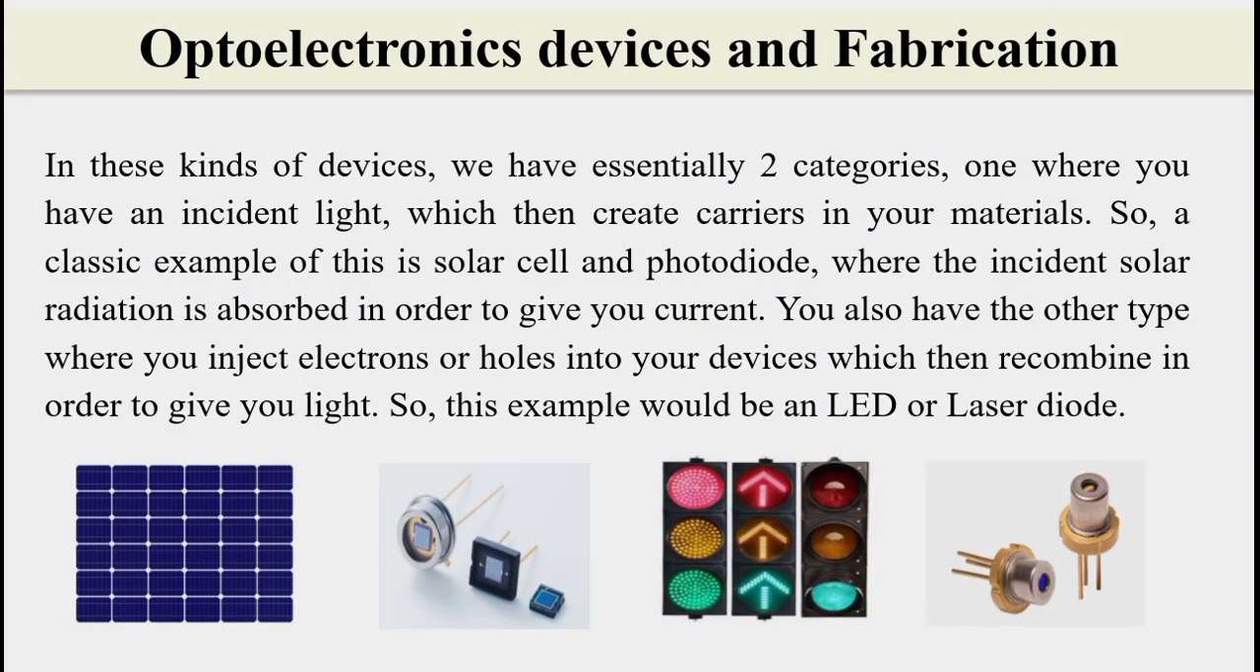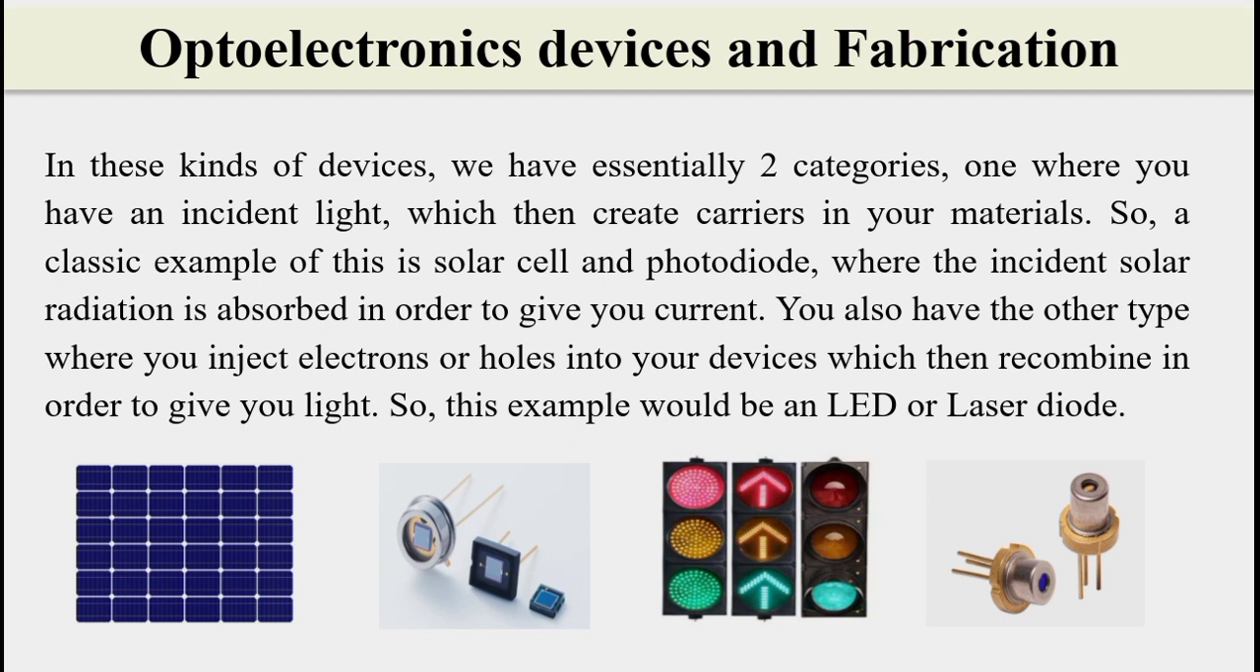In the last class, we looked at optoelectronic materials. We first looked at metal, semiconductor, insulator, and direct and indirect band gap semiconductors, and finally we studied the optoelectronic materials. In this class, we are going to look at optoelectronic devices and the fabrication, or the manufacturing process, of optoelectronic devices. In this kind of devices, we have essentially two categories.